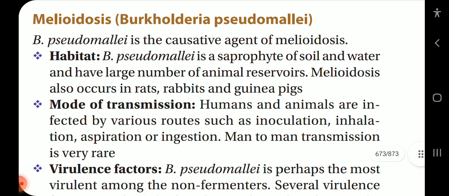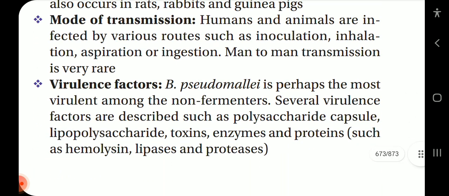Melioidosis, Burkholderia pseudomallei. Burkholderia pseudomallei is the causative agent of melioidosis. Habitat: Burkholderia pseudomallei is a saprophyte of soil and water and has a large number of animal reservoirs. Melioidosis also occurs in rats, rabbits, and guinea pigs. Mode of transmission: humans and animals are infected by various routes such as inoculation, inhalation, aspiration, or ingestion. Man-to-man transmission is very rare.